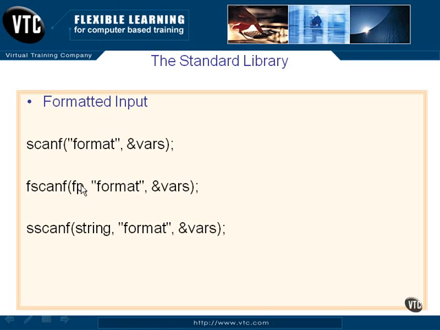fscanf does the same thing using a file pointer instead of the standard in, and sscanf reads a string, reformats it according to the format string, or plucks things out of it and puts those little items into these particular variables.